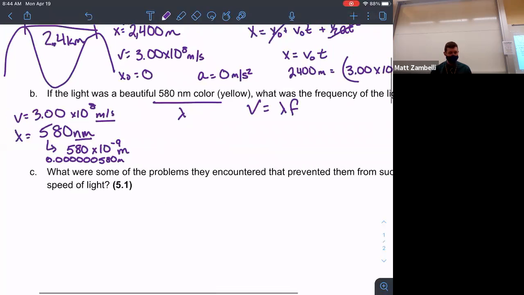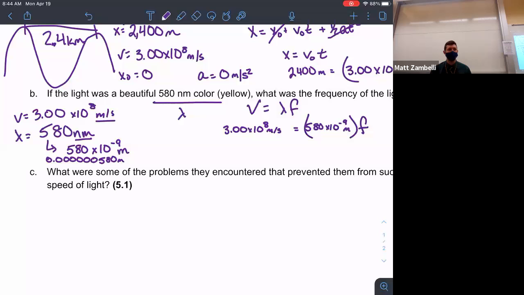Now we can plug them in. So now we can solve. So we're going to plug in our 3.00 times 10 to the 8th meters per second equals 580 times 10 to the negative 9 meters times the frequency. And how am I getting frequency by itself?